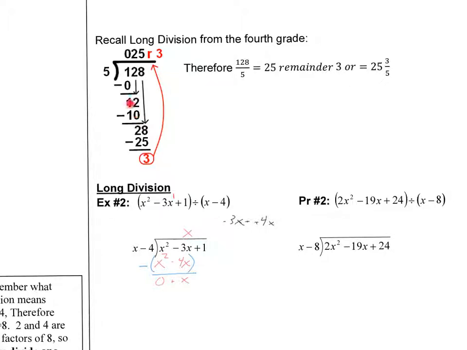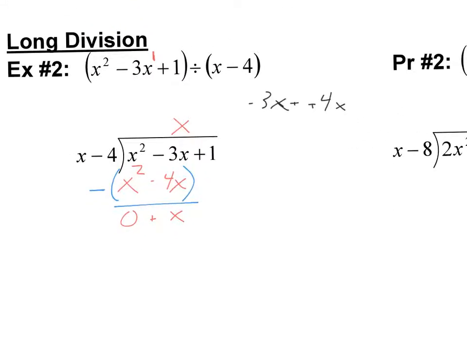I want you to notice what we do next. After they subtracted 12 minus 10 and had a 2, they brought down the 8. So we're going to bring down the 1. Let's go ahead and do that, and it's a plus 1. I can just ignore this 0 out here, because it's just 0. Again, I just look at the first term. What times x equals x? Well, that's easy, it's just 1. So right over here, I'm going to put plus 1.